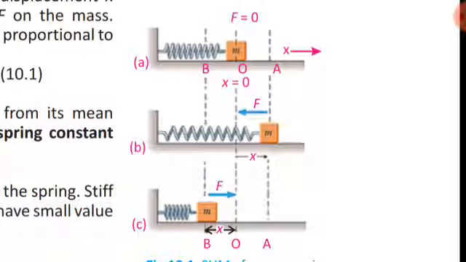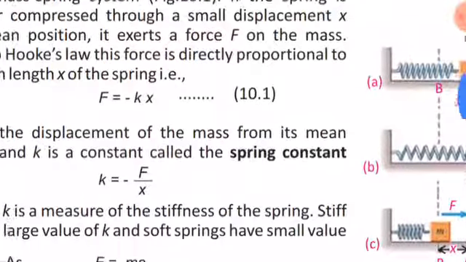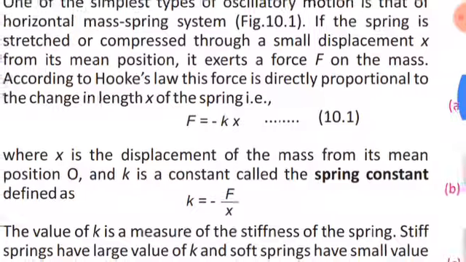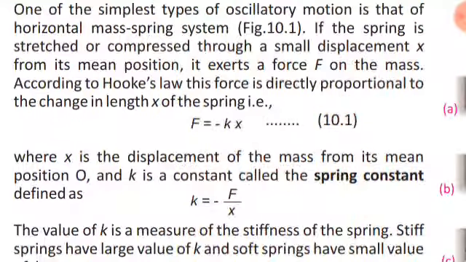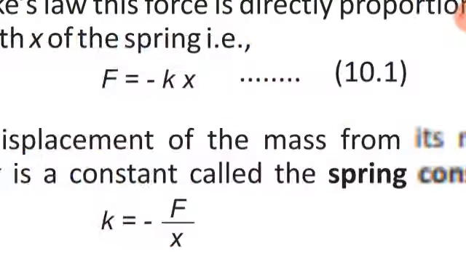Students, let's find out according to the mathematical form whether it is right or not. According to Hooke's law, this force is directly proportional to the change in the length x. So force is directly proportional to x. So the mathematical form or relation 10.1 is F equal to minus kx. K is the constant, you can call it the spring constant, and x is the displacement, and the minus sign indicates that there is a restoring force which is in the opposite direction of the applied force.